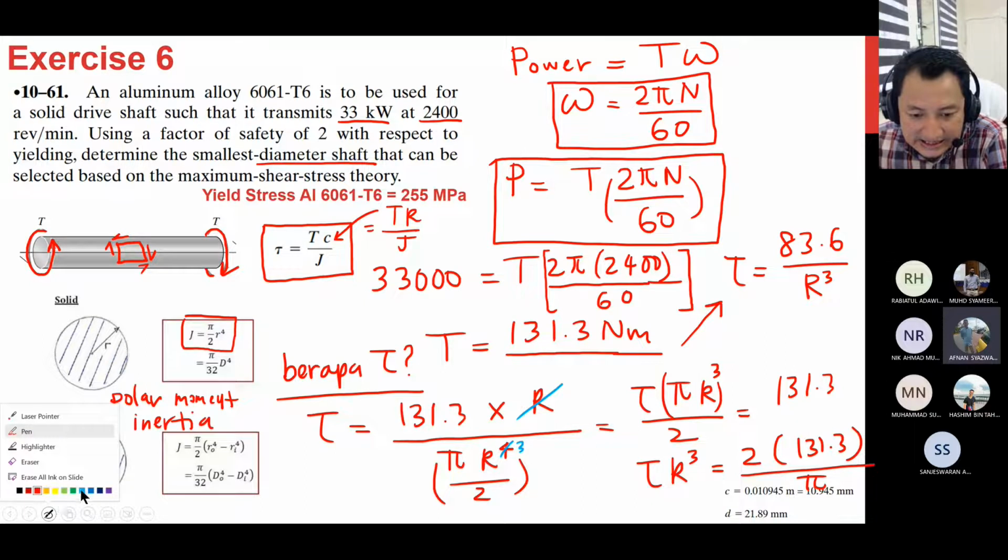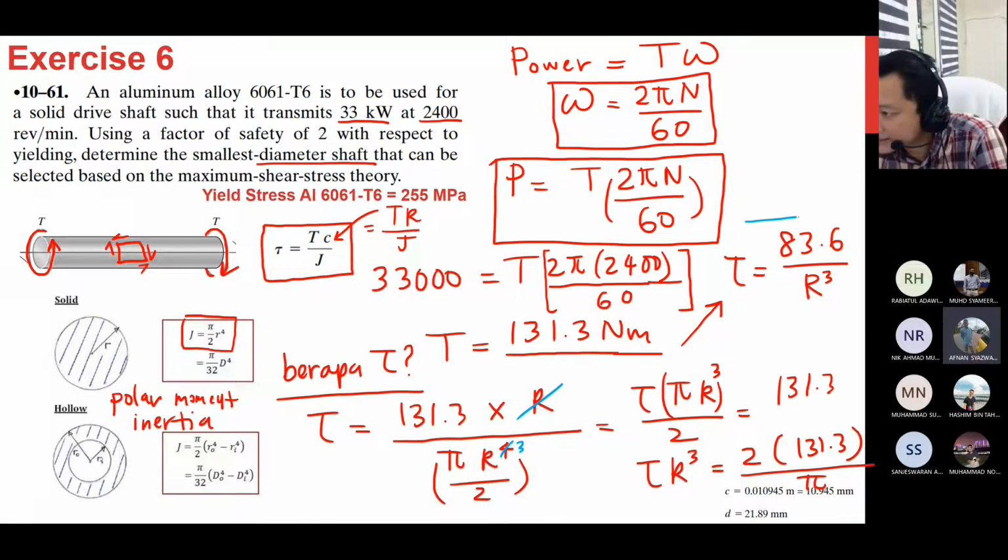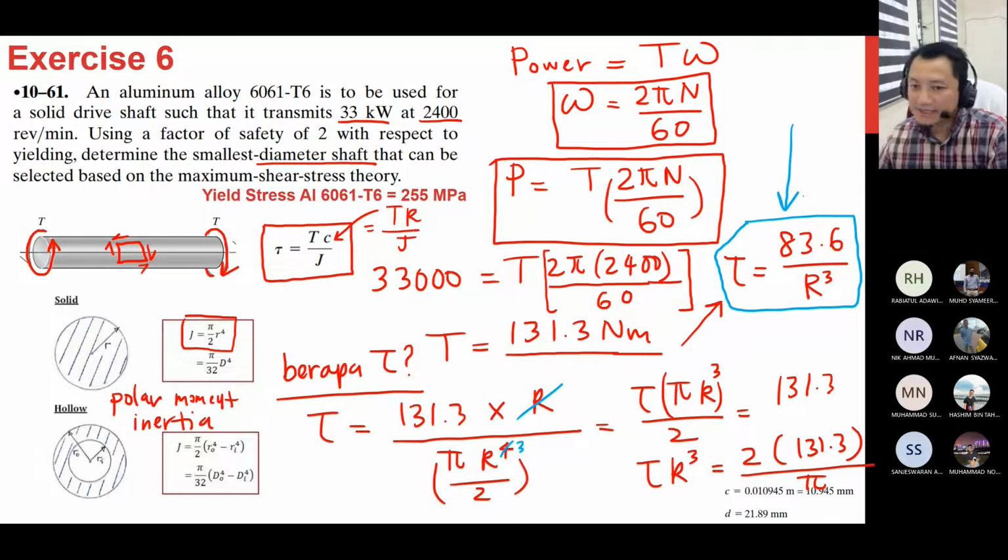Sama, 83.588. Okey, ya. 83.588. So, memang jadi susah sikit lah. Sebab apa? Kita kena cari shear stress in the function of radius. Sebab kita tak tahu lagi radius tu berapa. Radius tu kita yang nak kena decide. Berapa diameter of the shaft, berapa radius of the shaft. Sekarang baru kita boleh guna tu.